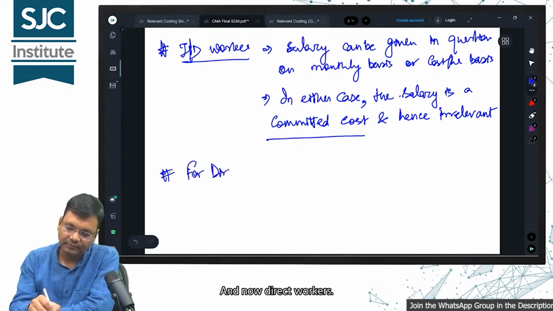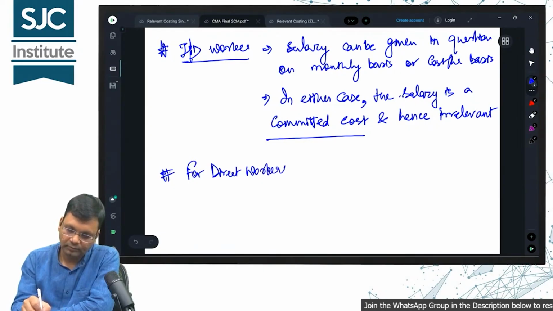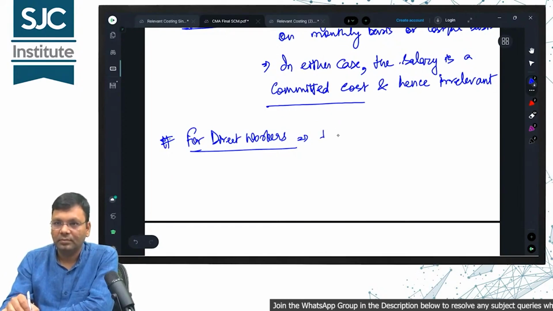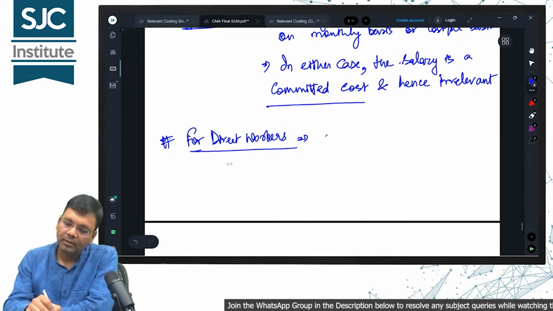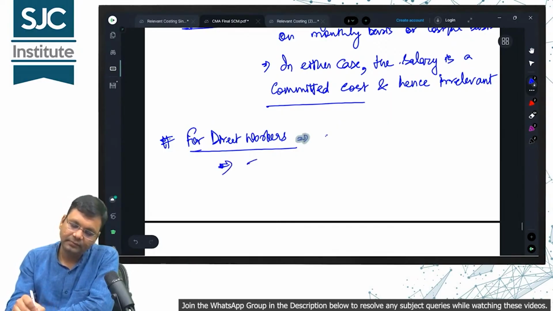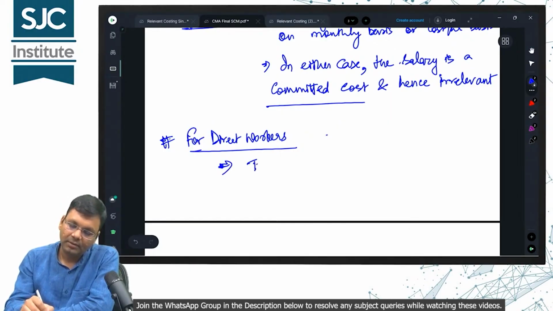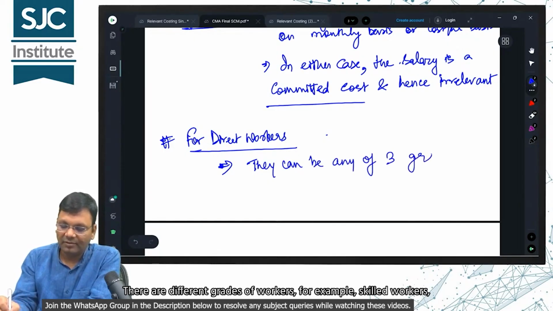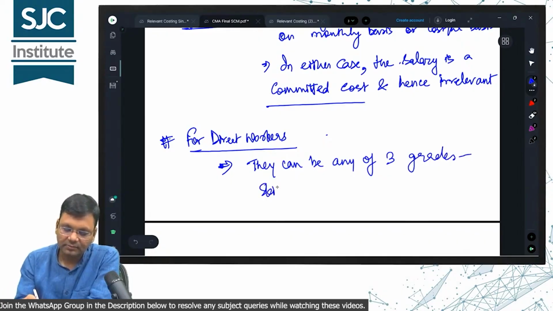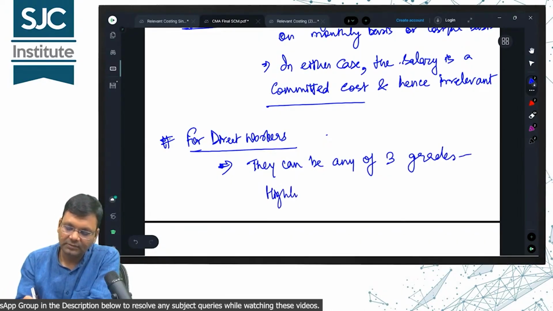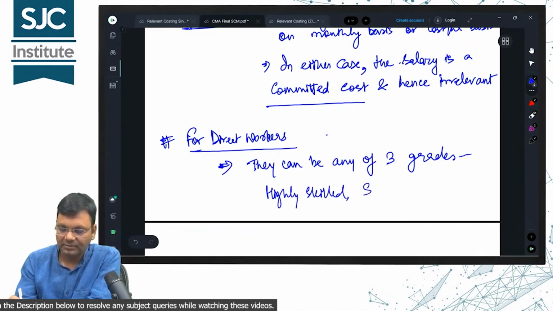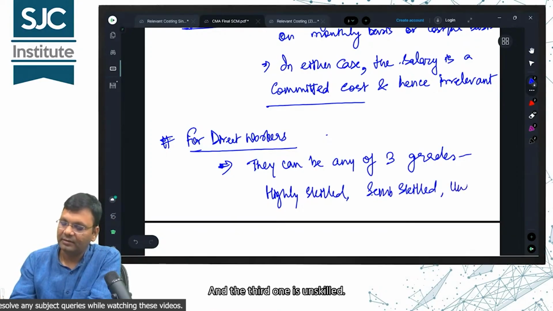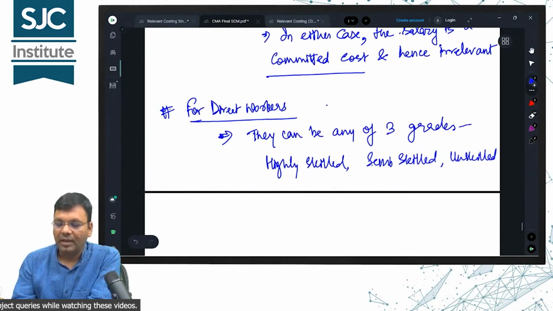And now direct workers. For direct workers, everyone write the first bullet point: they can be any of three different grades of workers. There are different grades of workers, for example, skilled workers, or we can say highly skilled, or semi-skilled. And the third one is unskilled. It could be any of these grades.